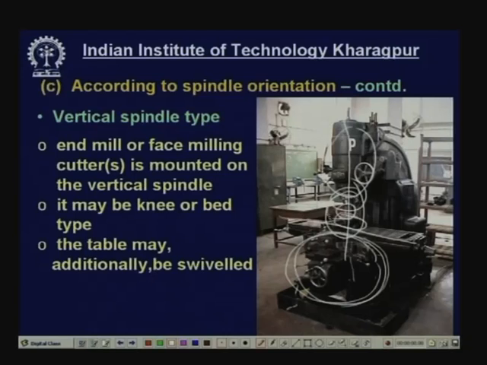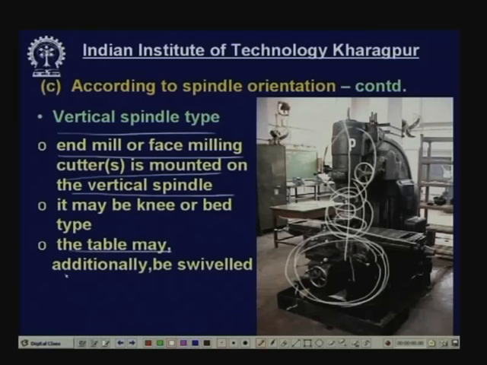And what kind of cutters are mounted? These are either end mill type or shell mill type or face milling type. Later on you can see what the different types of cutters are. Now, the vertical spindle characteristics: end mill or face milling cutters are used. Spindles are always vertical. The bed may be knee type or bed type.